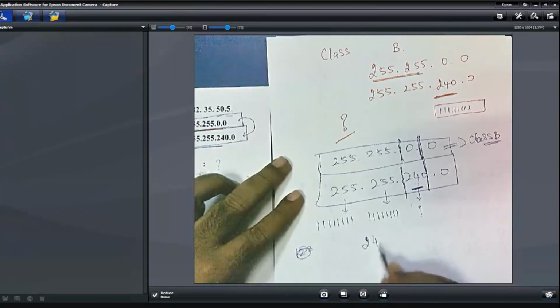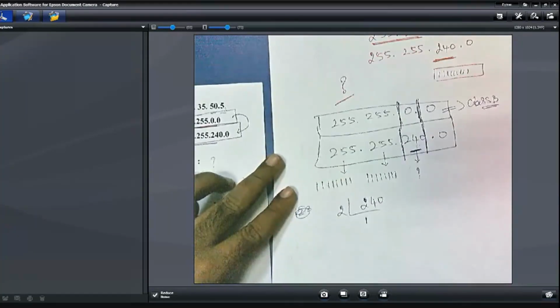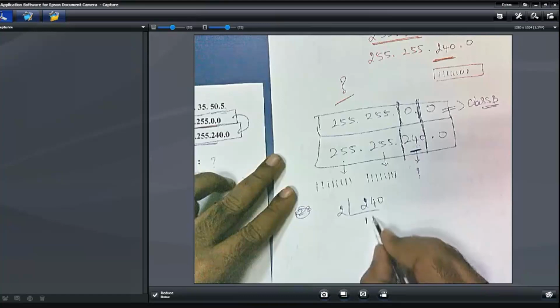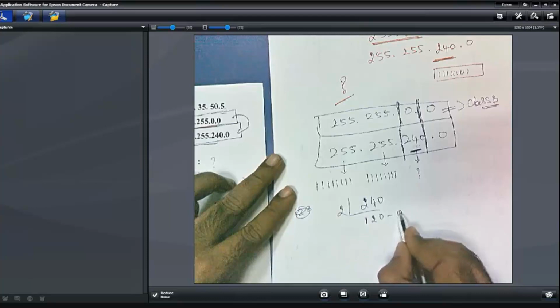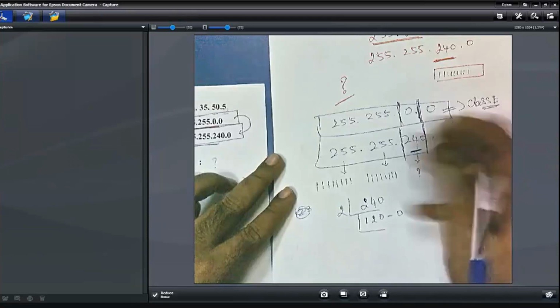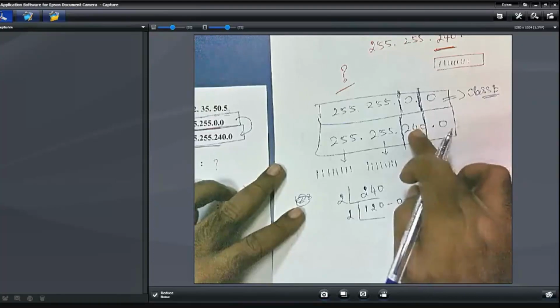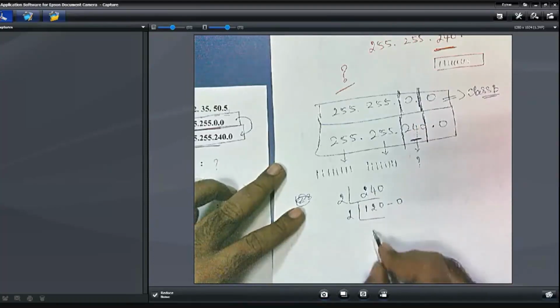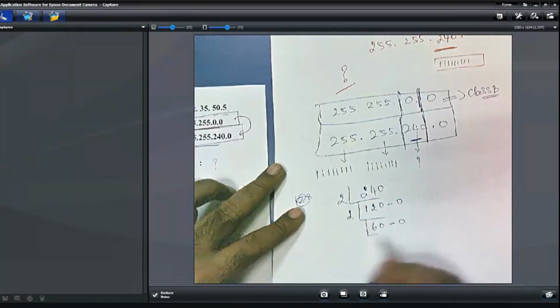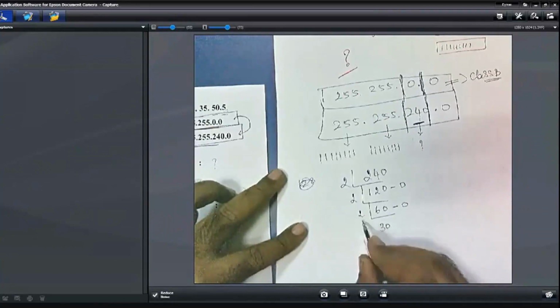So listen, 240 divided by 2. Okay, so this is 120, 2 2s are 4, remainder 0. Actually there's no need to do this, I'll tell you an easy shortcut. Again I divide this by 2, I want to convert this into binary. Next one, 6 2s are 12, remainder 0. Actually no need to do this, but anyway, try to understand. 60, 30. 30 into 2 is going to be 60.